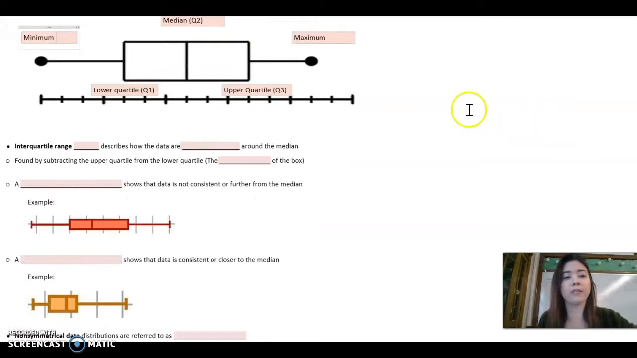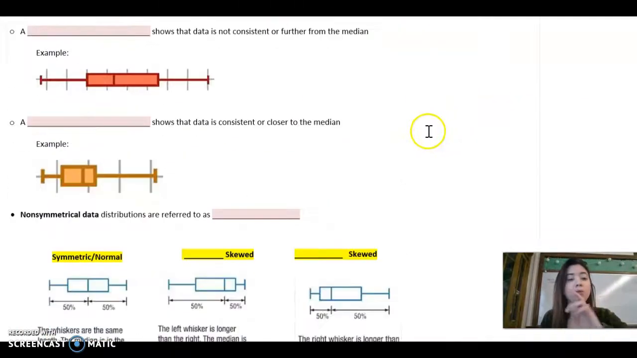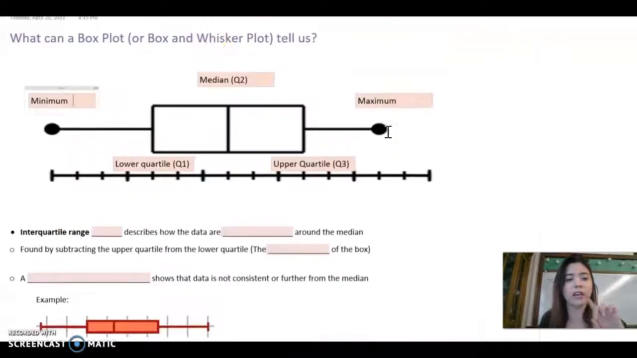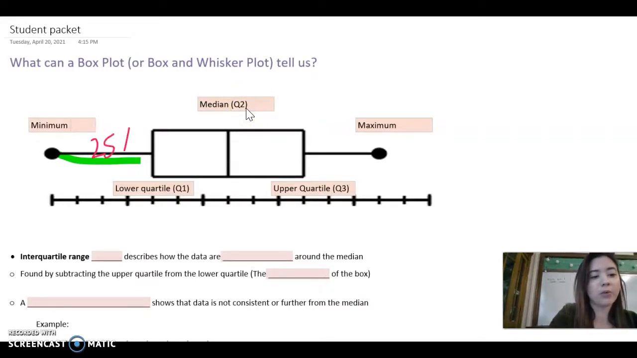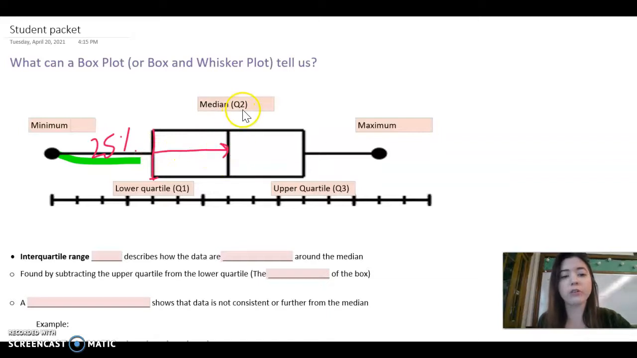Now, something else we can pull from this. Something else that we talked about yesterday is that each section of my box is worth 25%. This line right here is our lower quartile, or Q1, or 1/4. And 1/4 is worth 25 cents, so like 25%. Up until Q2, 2/4, from here all the way to here is 50%, because 2/4 is worth 50.